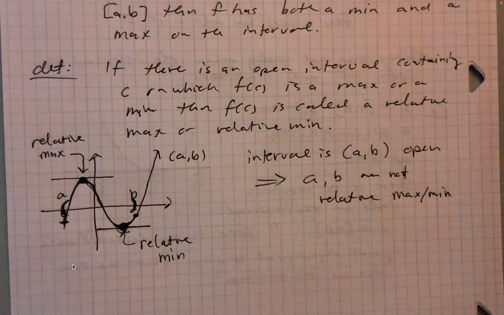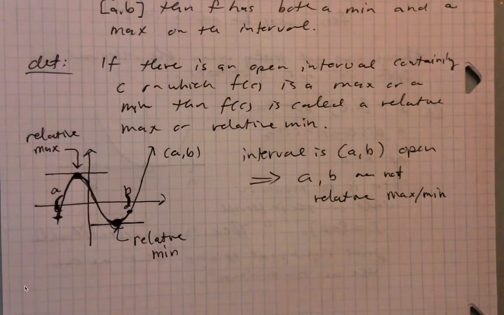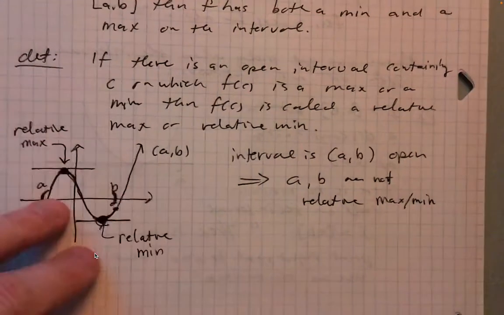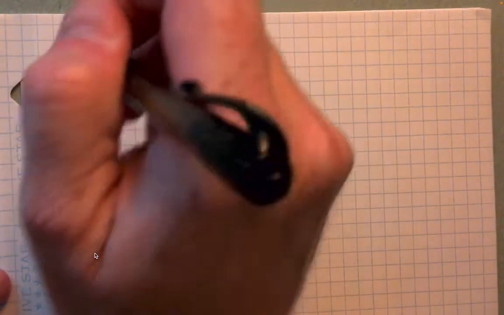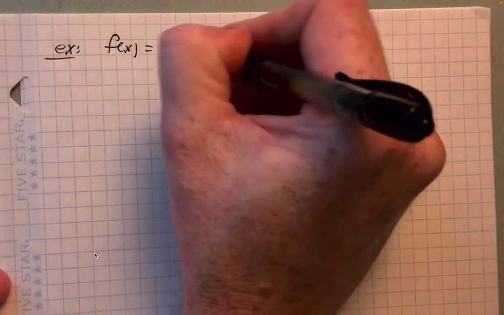All right. So let's take a look at an example, and kind of try to flesh out some of these distinctions here. Let's consider the function f of x equals x cubed minus 3x squared.